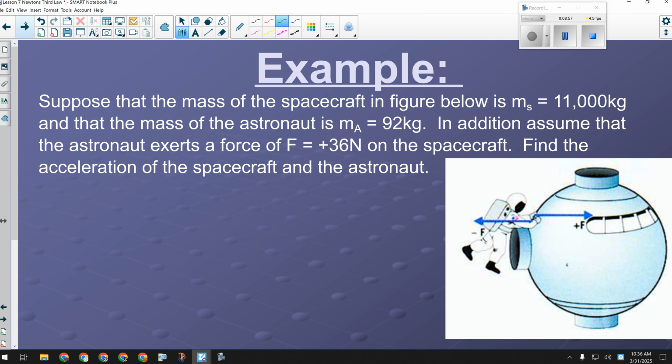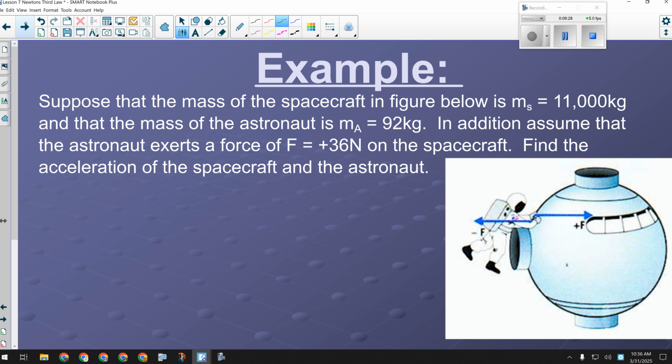So let's imagine this. You're out in space, and you're doing some repairs on the spacecraft, and you push on the spacecraft. Is that going to be a similar situation to me and the wall? Like when I push on the wall, I move away from the wall. The wall moves away from me a little. The same situation here.